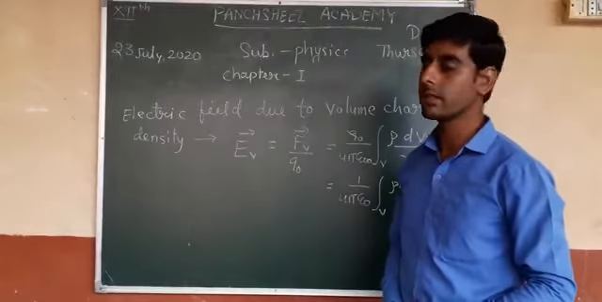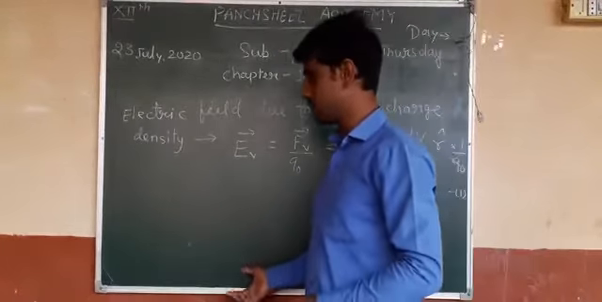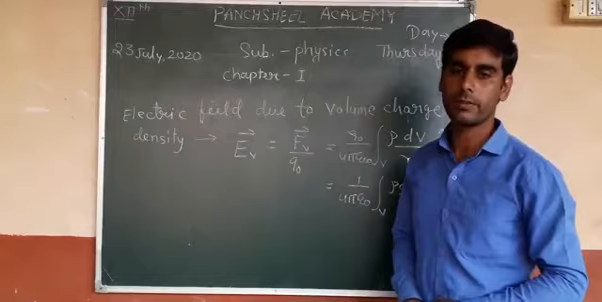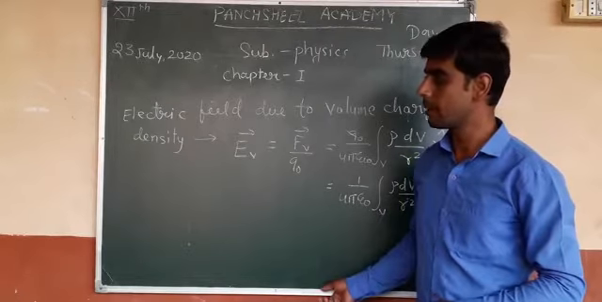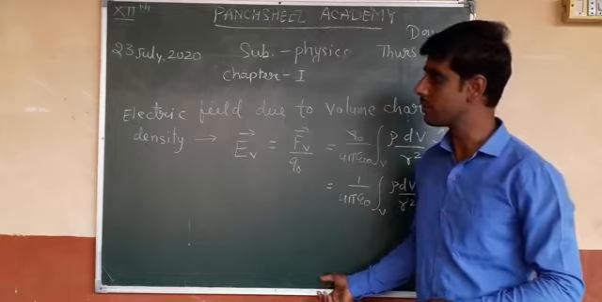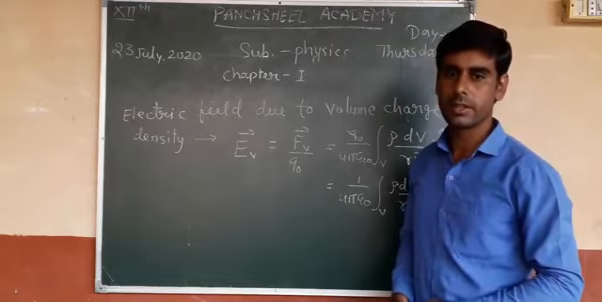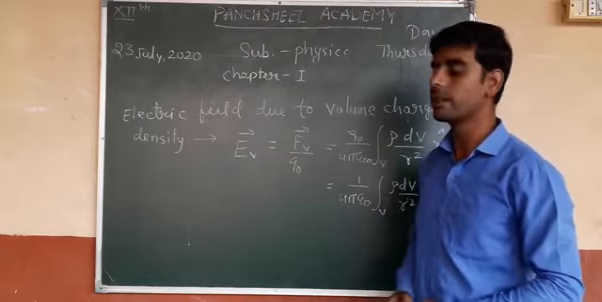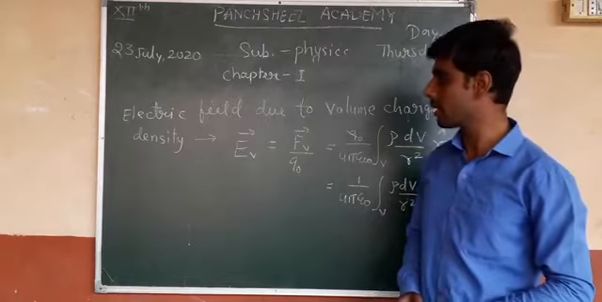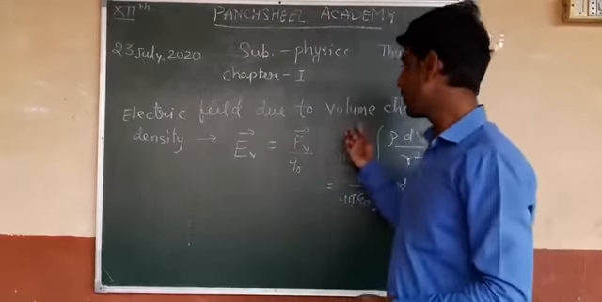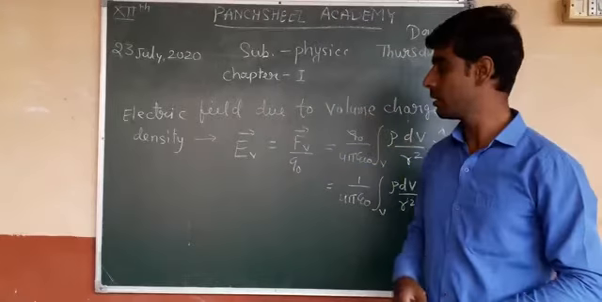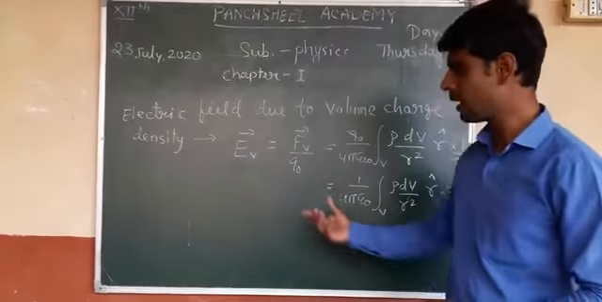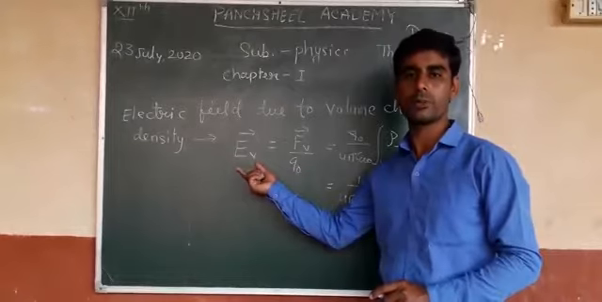In our previous lecture, we studied what a continuous charge distribution is and the force due to various charge distributions. First of all, we discussed the volumetric charge distribution, second the surface charge distribution, and third the linear charge distribution. One more thing, the electric field due to volume charge density. We calculated the force due to volume charge density, and now the electric field due to volume charge density.